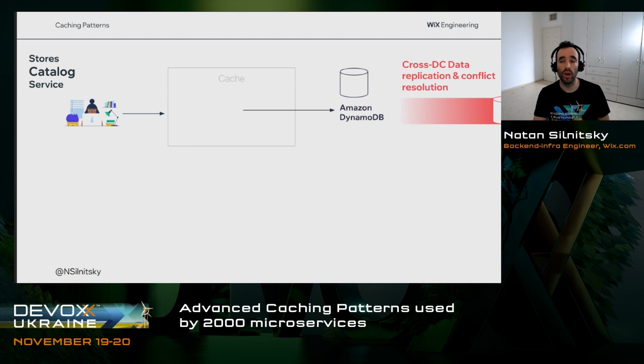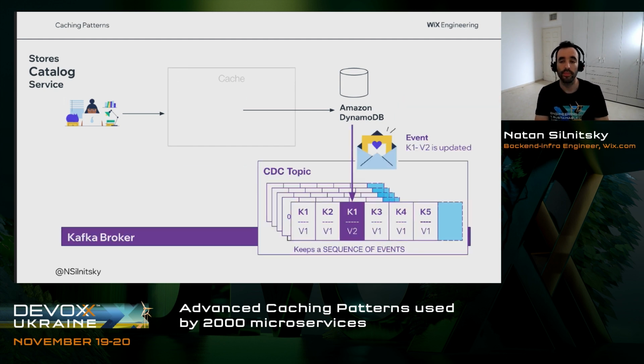And this way, we have the ability to actually have the information available not only in this specific data center, but in all data centers that Wix operates in. Because with DynamoDB, you get out of the box cross DC data replication and even conflict resolution. So we can make sure that the data is kept eventually consistent all around the world, which is amazing.